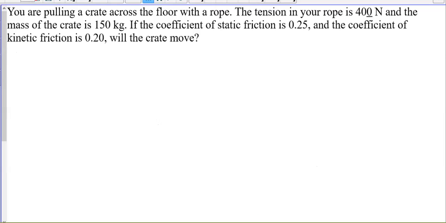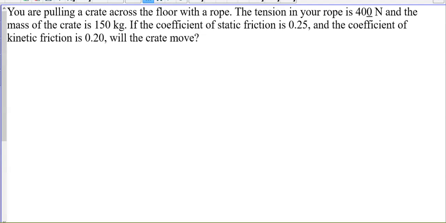I'll do a second question now, and I'll try to do this a little bit quicker. A little bit different scenario. Suppose you're pulling a crate across the floor with a rope. The tension in your rope is 400 newtons, and the mass of the crate is 150 kilograms. If the coefficient of static friction is 0.25 and the coefficient of kinetic friction is 0.2, will the crate move?